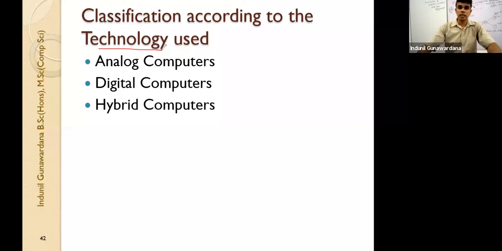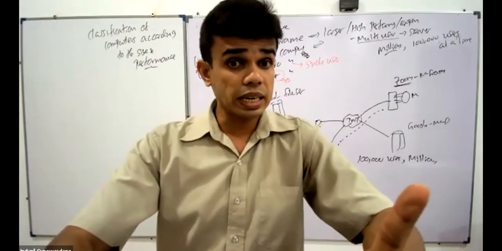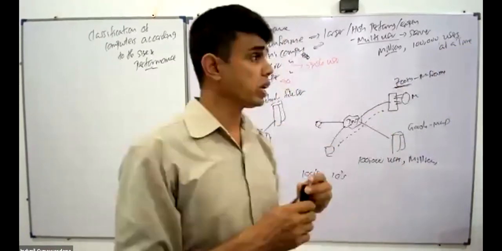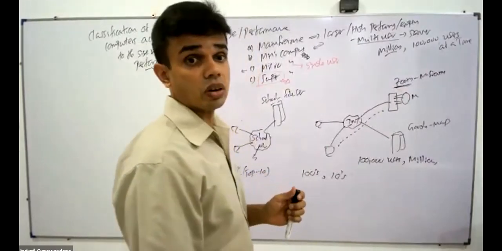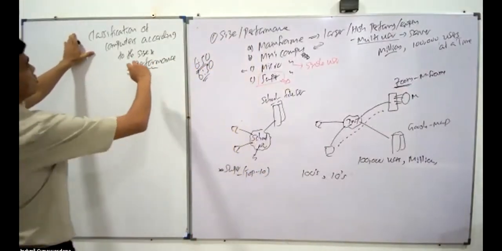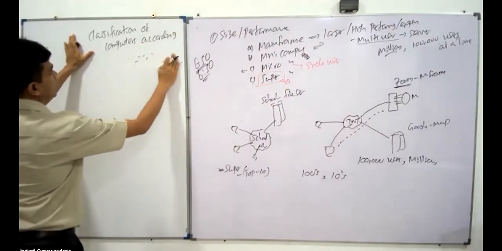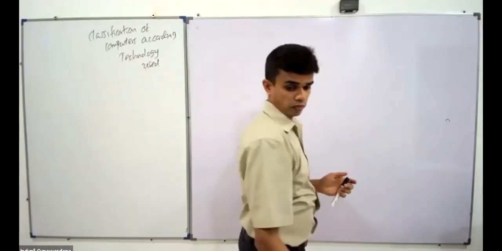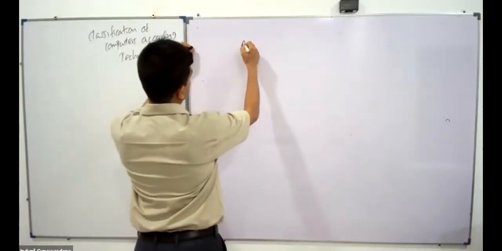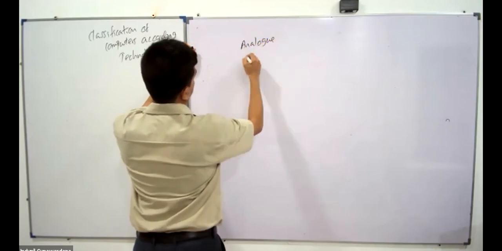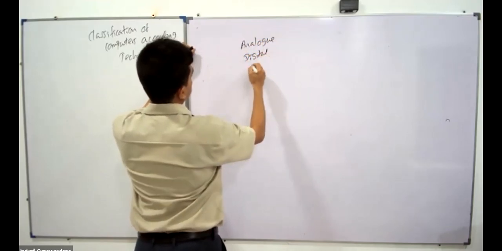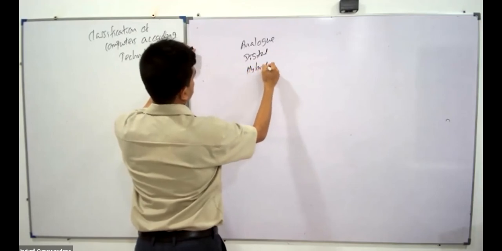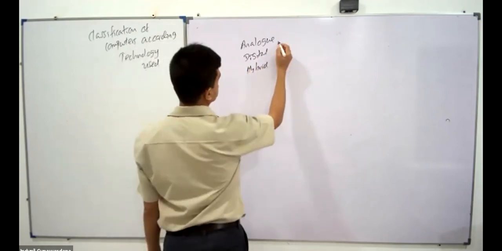Based on the technology, what are those categorizations? Called as analog computers, digital and hybrid. Then they are very simple. So we know what those categorizations are. We'll have the next subtopic, classification of computers according to the technology used. Right. Now, those categorizations are analog computers, the other one is digital computers, as well as hybrid computers.